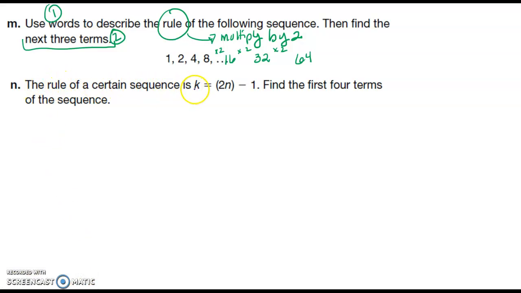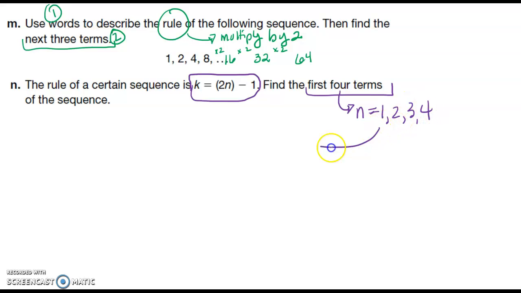The rule of a certain sequence is this. Don't let this scare you. This is just math. Okay. Find the first 4 terms. So when it asks for the first 4 terms, we're going to plug in n is equal to 1, 2, 3, 4. This tells us what we're going to plug into right there. For example, k is equal to 2 times 1 minus 1, which is 2 minus 1, which is 1.